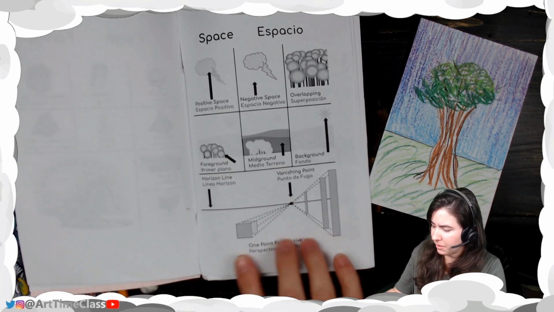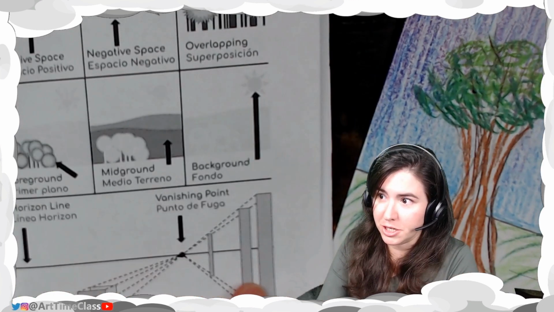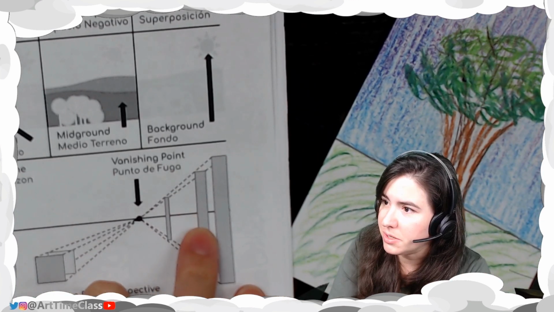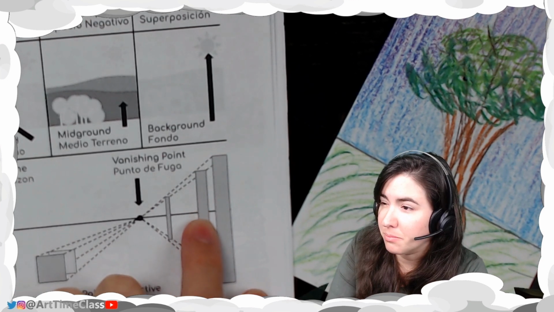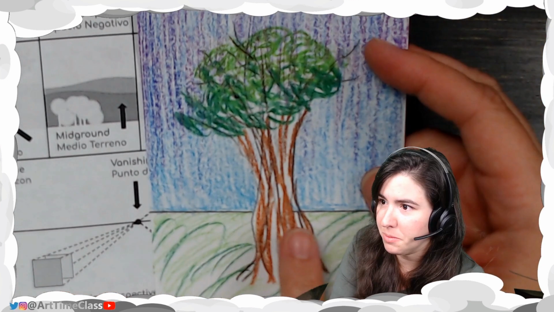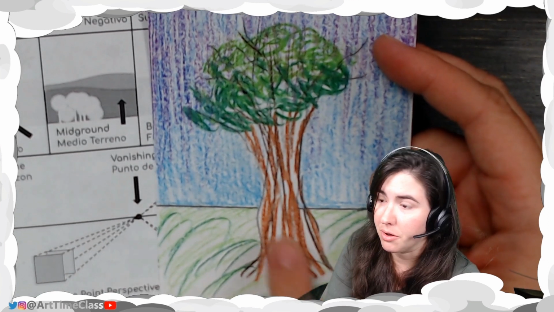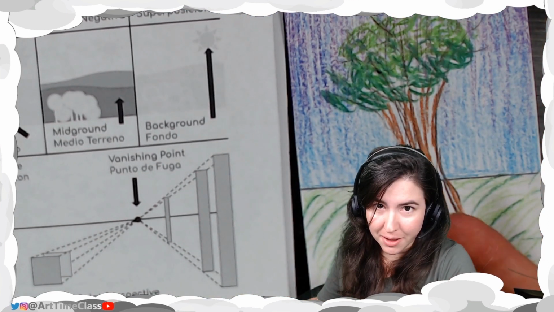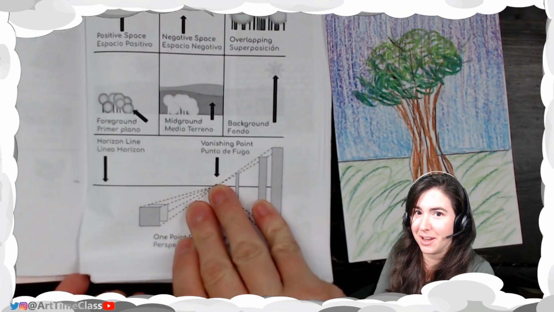So if you look right here on your sketchbook, let me zoom in right here. So you see how this pillar is in front of or blocking this horizon line? That's pretty much what we're going to try to do with our tree today. Let's go ahead and try that out.